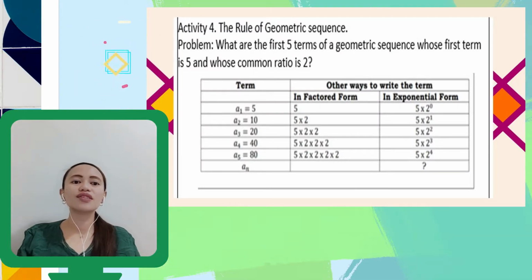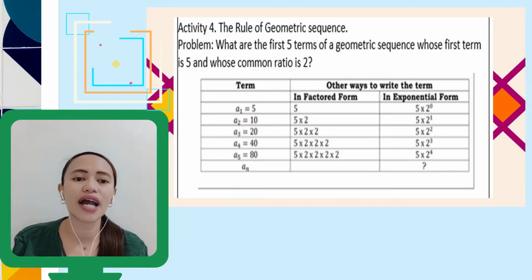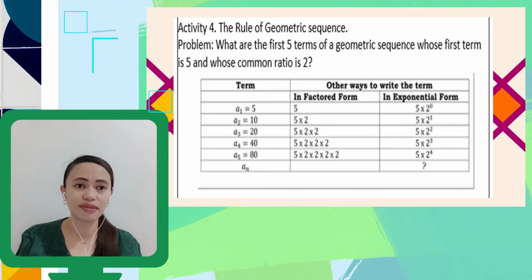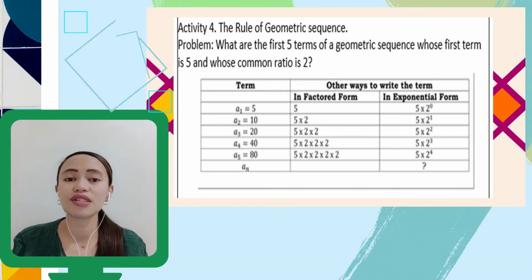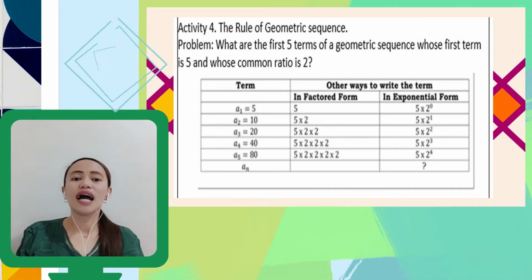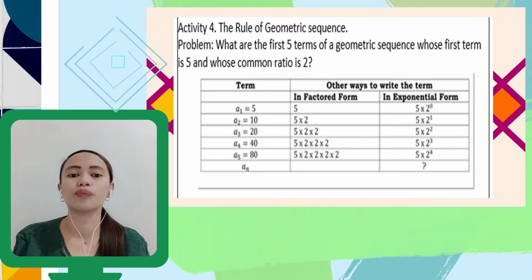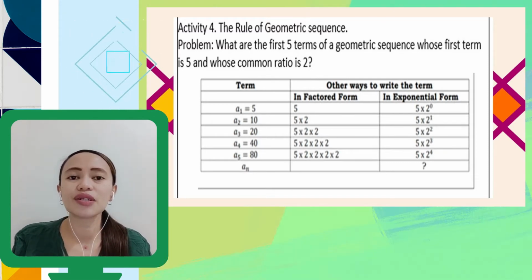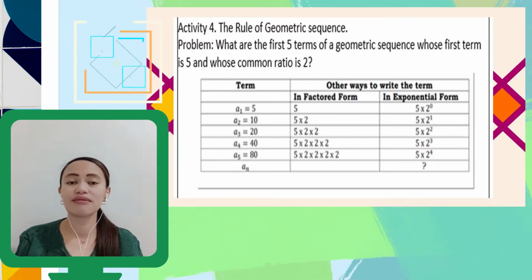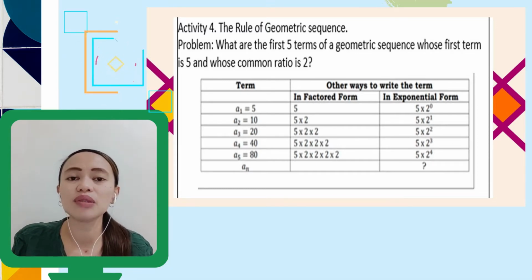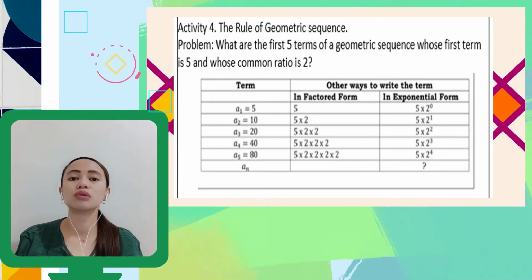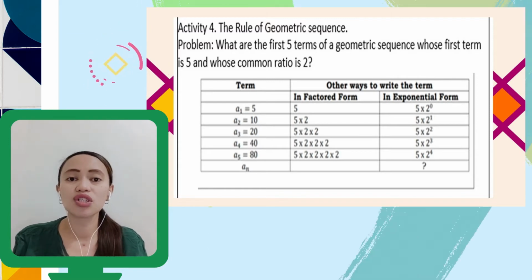Let's have the rule of geometric sequence. What are the first 5 terms of the geometric sequence whose first term is 5 and whose common ratio is 2? So a sub 1, the first term, is 5. Since our common ratio is 2, we multiply 5 times 2, which is 10.